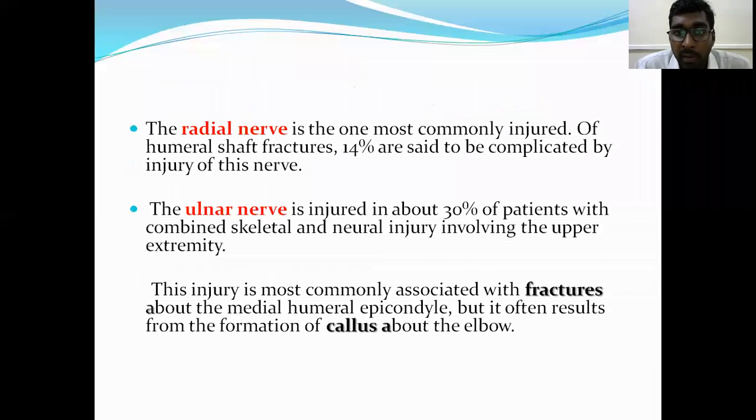The radial nerve is one of the most commonly injured nerves in humeral shaft fractures. 14% are said to be complicated by injury of this nerve. The ulnar nerve is injured in about 30% of the patients with combined skeletal and neural injury involving the upper extremity. This injury is most commonly associated with fractures about the medial humeral epicondyle, but it often results from the formation of callus around the elbow.